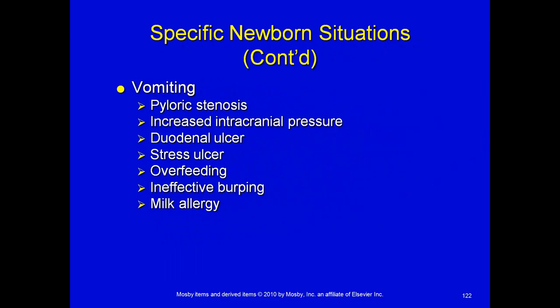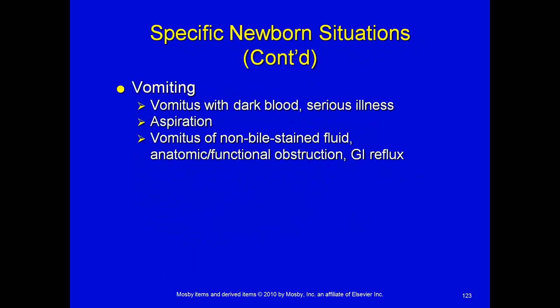Duodenal ulcers, stress ulcers. Overfeeding is probably the most common reason that newborns vomit. Ineffective burping. They may have an allergy to milk. You want to look to make sure that what they're vomiting is not dark and bloody, which would be certainly a serious condition. The other great risk with vomiting is the risk of aspiration. That's why we need to get them onto their side as soon as possible, have suction available.